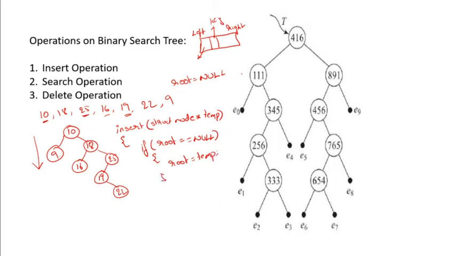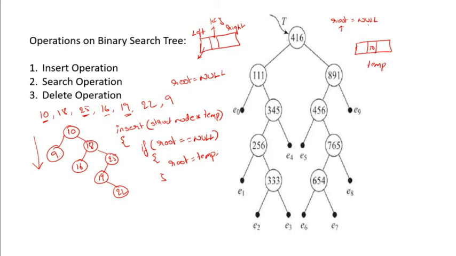So I'll tell you what is happening exactly. Suppose root is equal to null. I can call this a binary search tree because you are pointing to null. Now I created one node which contains a value 10, and I gave a name temp to it.